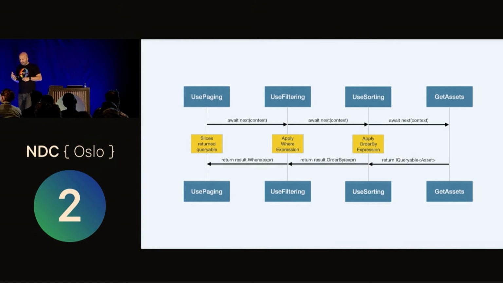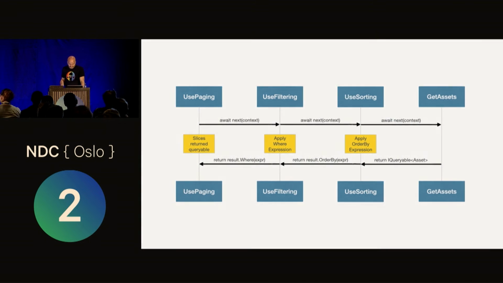And if you know about middleware in ASP.NET Core, it's the same principle. So it works that use paging is called, and that would await the next element in our pipeline until we get to our getAssets resolver, which would return the queryable, and then these data middlewares will apply expression logic on top of our queryable. But it does not only work with queryable, it works actually with anything. So you could throw a MongoDB, the native driver, at us, and it will work.